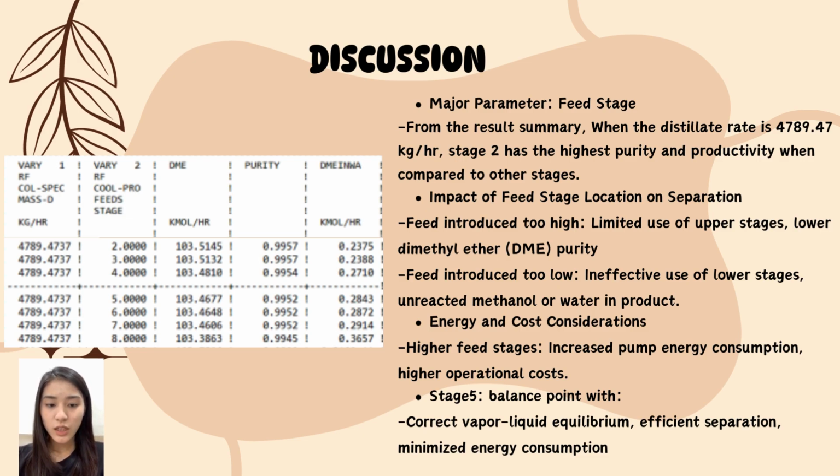For the energy and cost consideration, if a higher feed stage is used, it will increase pump energy consumption, thus a higher operational cost. So, stage 5 represents a balance point where the feed enters a region with the correct vapor-liquid equilibrium for efficient separation and minimal energy consumption.